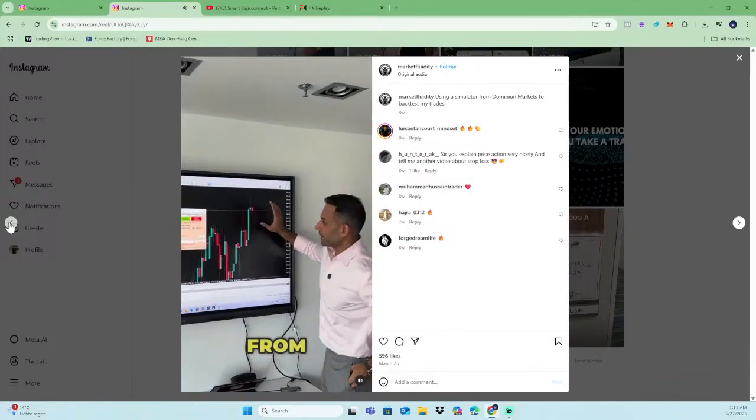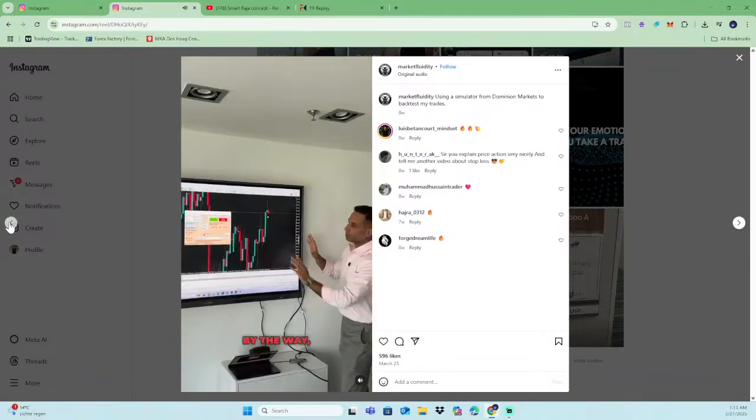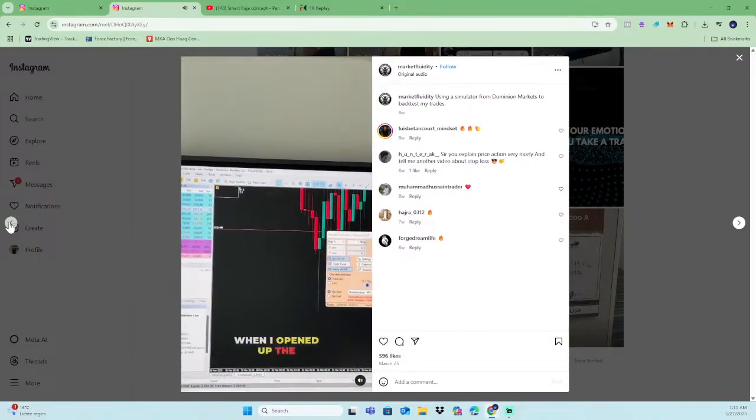This is a price action from yesterday. I missed out on this opportunity as price broke down, so I'm just going to play it out. By the way, this is the simulator I got from Dominion Markets when I opened up the MT5 account.